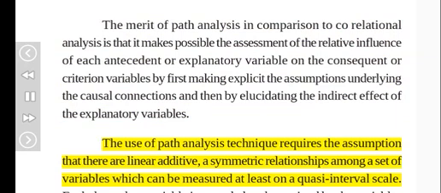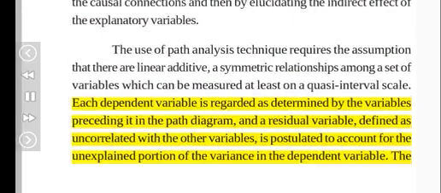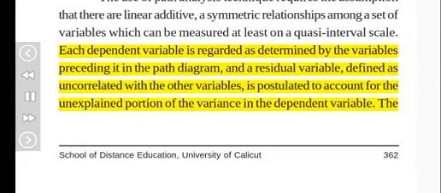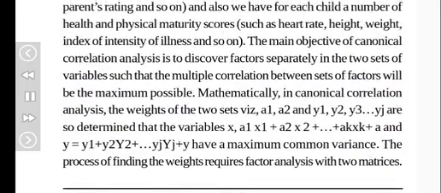The analysis technique requires the assumption that there are linear, additive, symmetric relationships among a set of variables which can be measured at least on a quasi-interval scale. Each variable is regarded as determined by the variables preceding it in the path diagram, and a residual variable, defined as uncorrelated with the other variables, is postulated to account for the unexplained portion of the variance in the dependent variable. The determining variables are assumed for the analysis to be given, exogenous in the model.